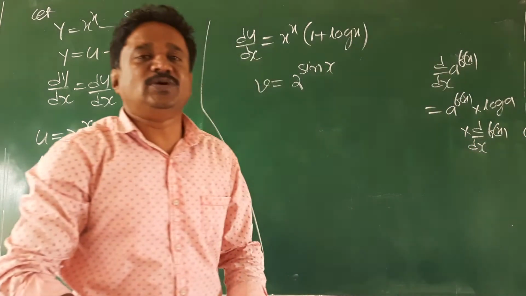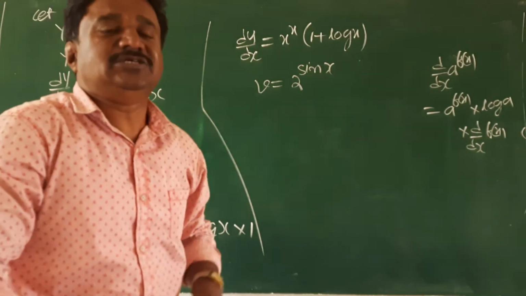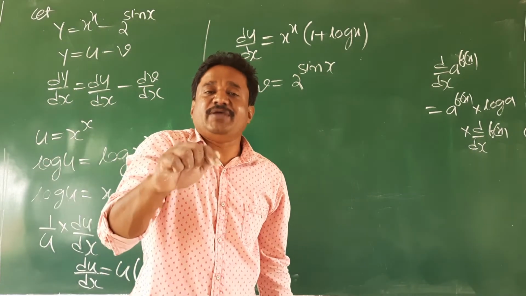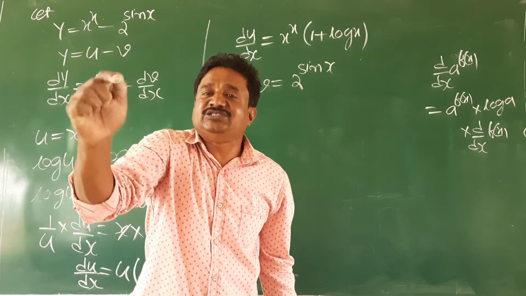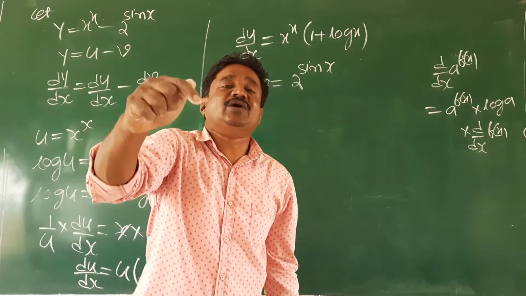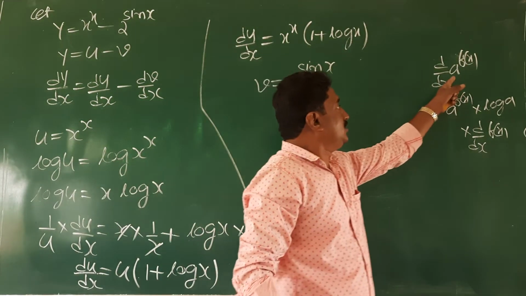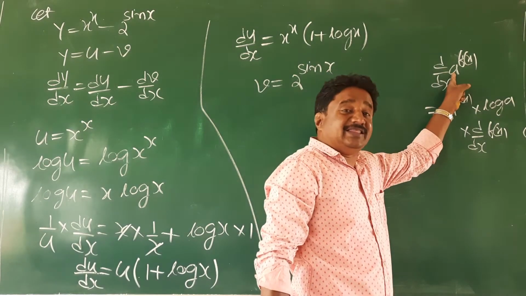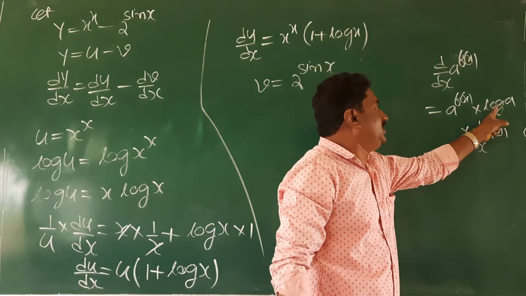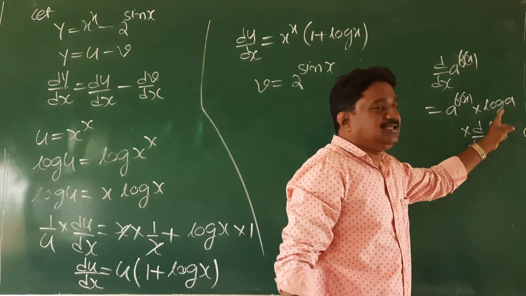So we have a rule, students: differentiation of e power x is e power x, whereas differentiation of a power x is a power x into log a. In the case of e power x, there is no extra factor because e is a standard constant. So if this base is other than e, you should write log a. Log a is extra.